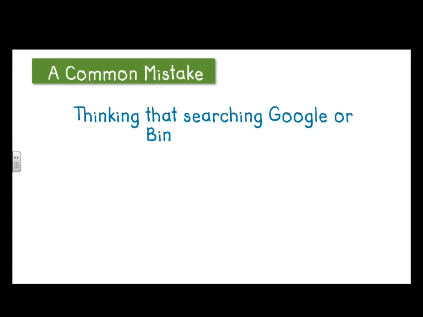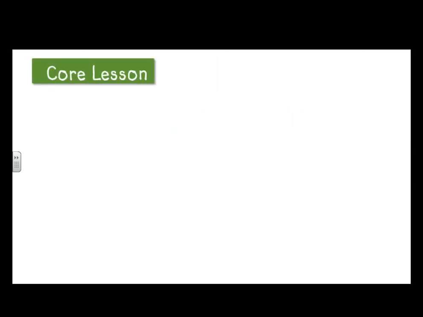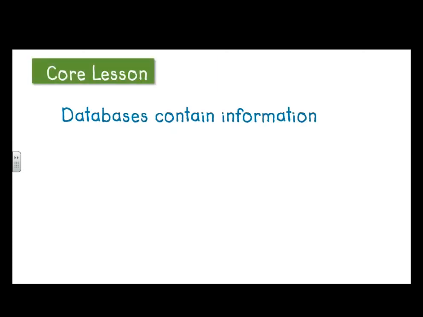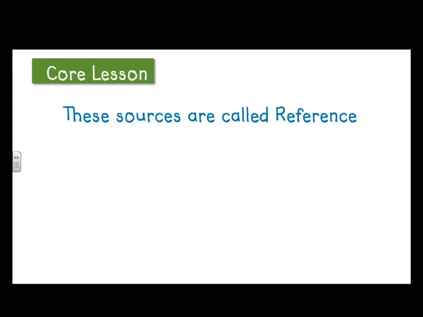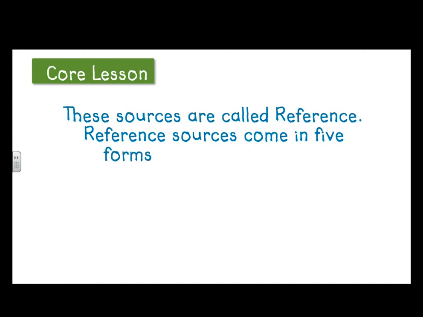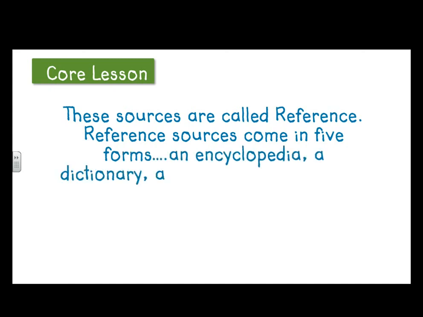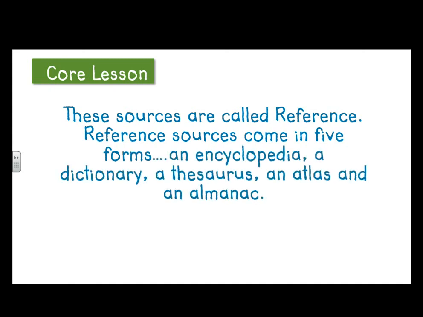Now, a common mistake that people make is thinking that searching Google or Bing is really efficient. Now, you know me, I'm all about Google, but at the end of the day, I only have so much time, so I want to be efficient when I'm searching for resources. That's why I use databases. Databases contain information taken from encyclopedias, biographical dictionaries, and almanacs. These sources are called reference. Reference sources come in 5 forms: an encyclopedia, a dictionary, a thesaurus, an atlas, and an almanac.